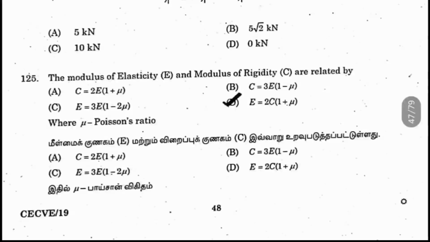125. The modulus of elasticity and modulus of rigidity are related by, so it's option D, E is equal to 2C into 1 plus mu. So C is also denoted as G. With respect to K, the option C will be right, that is E should be equal to 3K into 1 minus 2 mu.